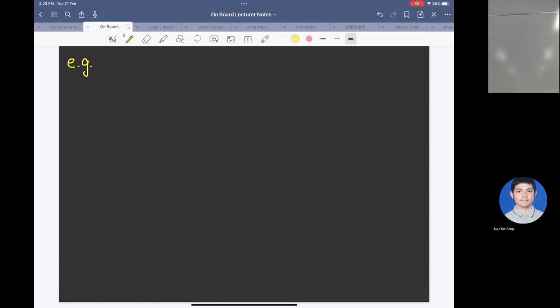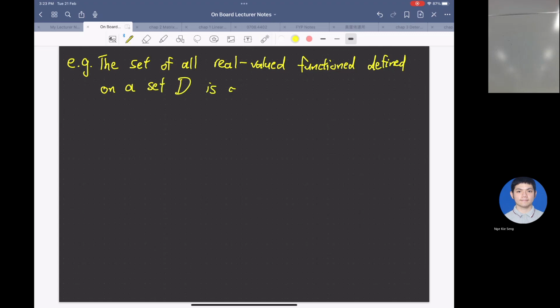My principle is I will try to work out all the exercises posed in the previous year's lecture, even if I don't do it in class, because this is a GE course, so make sure you have more examples to see. One more example is the set of all real-valued functions defined on a set, which is a vector space.